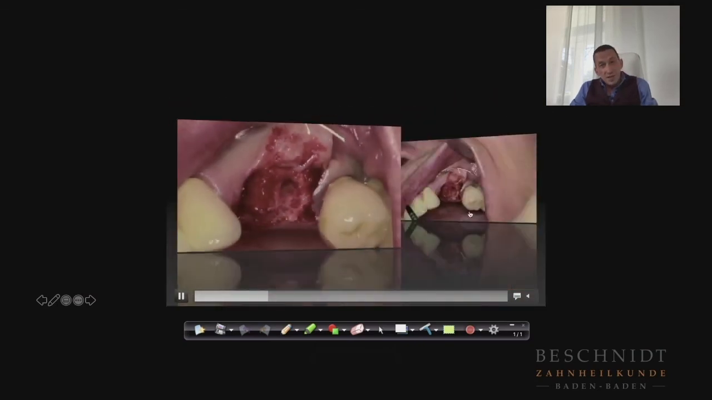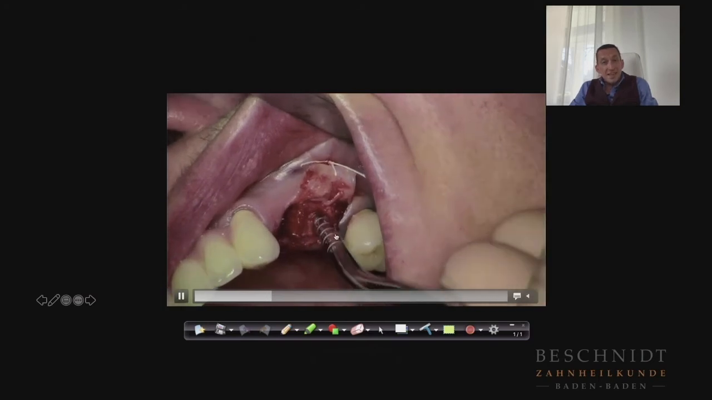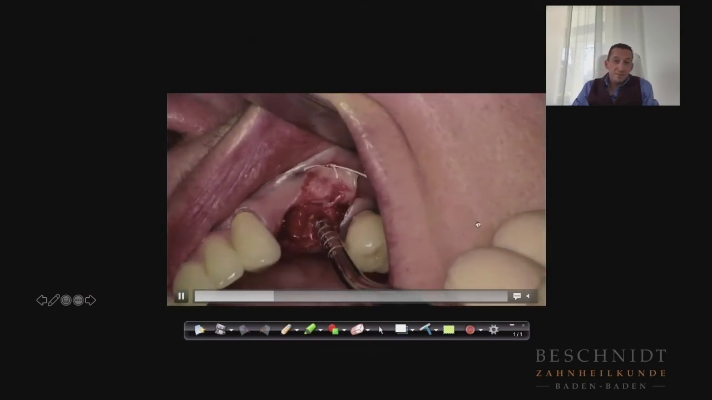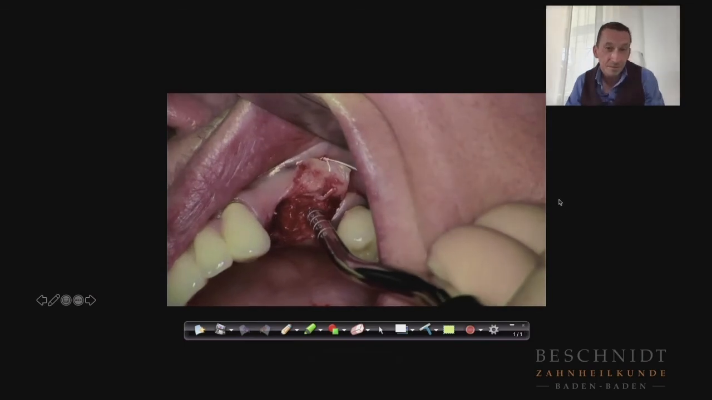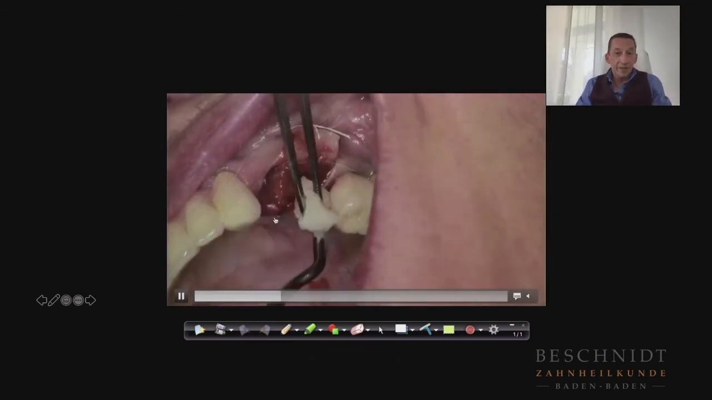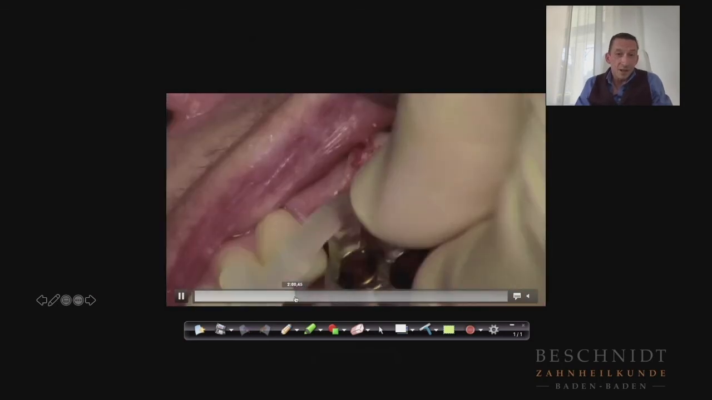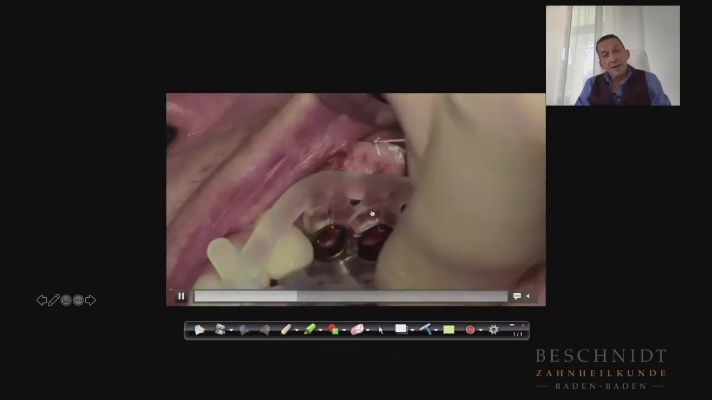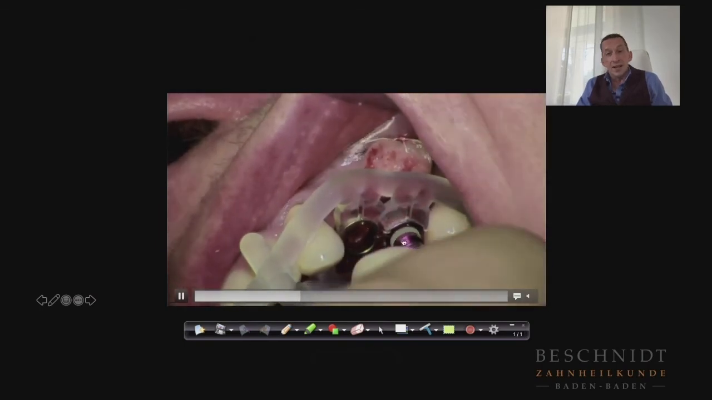Now we use the osteotomes to do internal sinus graft. We fill the sinus with a bone substitute. Now we put back the drilling guide and we place the implants through the guide.